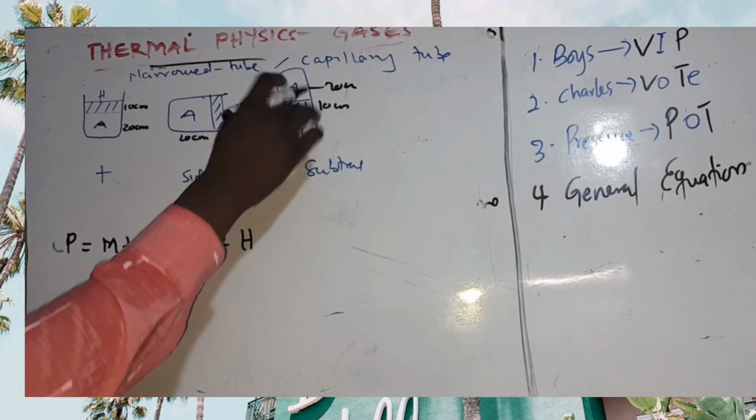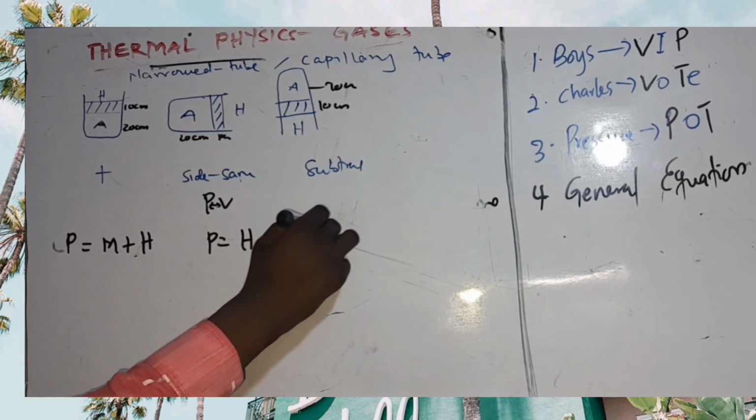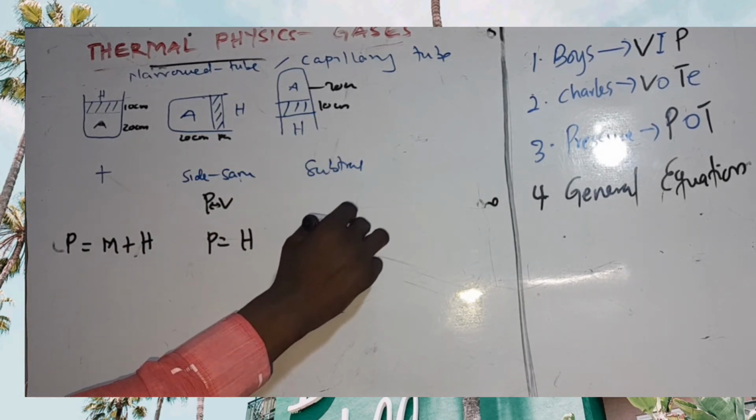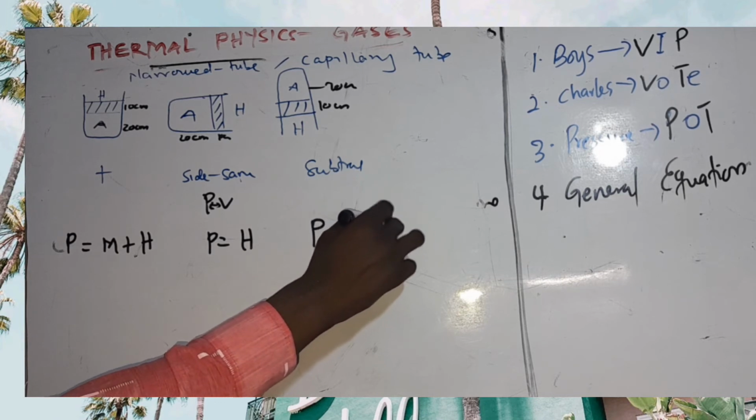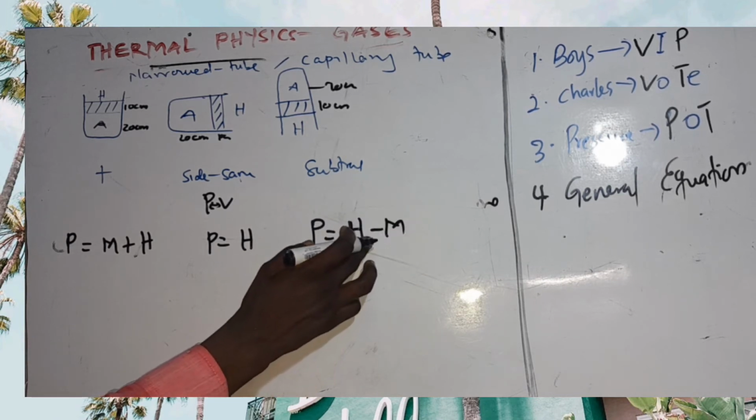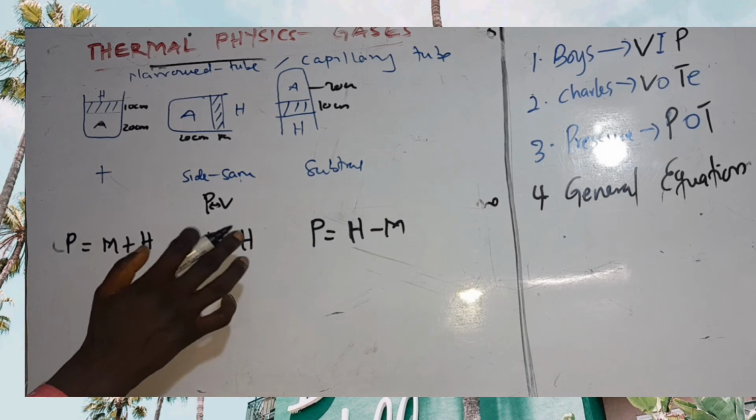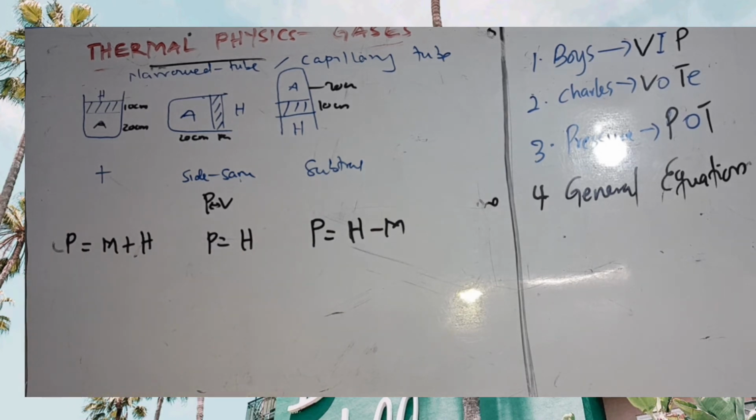Now, when it's inverted, the total pressure here is the atmospheric pressure minus that of the mercury. You see how it is related. If you have that, how do you find the pressure first? Alright, as I'm saying, first, if you have this particular one, have you seen it?